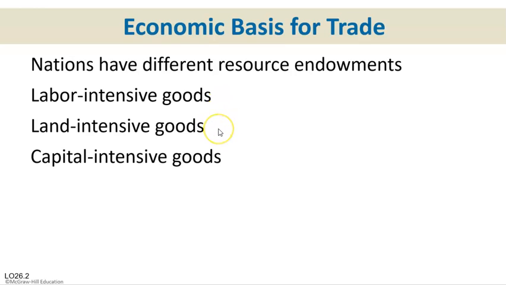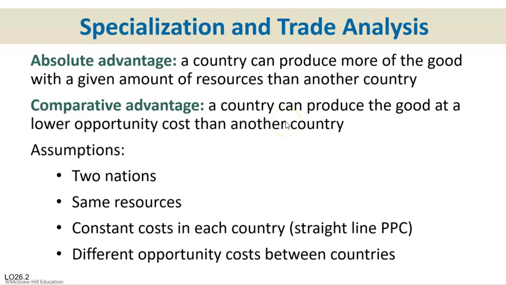There's also land-intensive goods. So think agriculture, like corn and soy. We have a lot of land here in the U.S., so we tend to export both of those, both corn and soy. And then there's capital-intensive goods. So capital-intensive goods, for instance, airplanes, chemicals, these are two of our large exports as well in the U.S. because we have a lot of capital in the U.S. to use. Now we're going to dig deeper into this idea of specializing and trading. And to do that, we're going to use the production possibility curve.